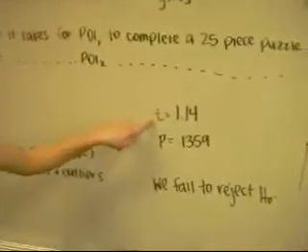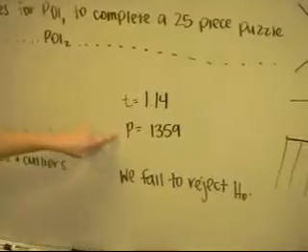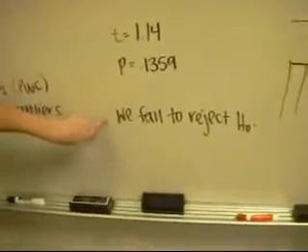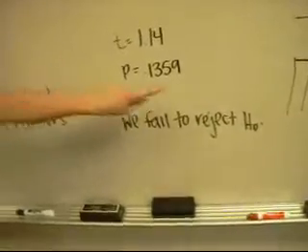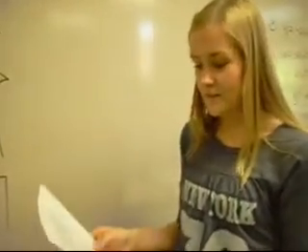And then our T is 1.14, and our P is 0.1359. So basically our conclusion is that we failed to reject H0 at the 5% significance level because 13% is greater than 5%. So it is possible that the mean time it takes for girls to complete a puzzle is not less than the mean time it takes for boys to complete the puzzle.